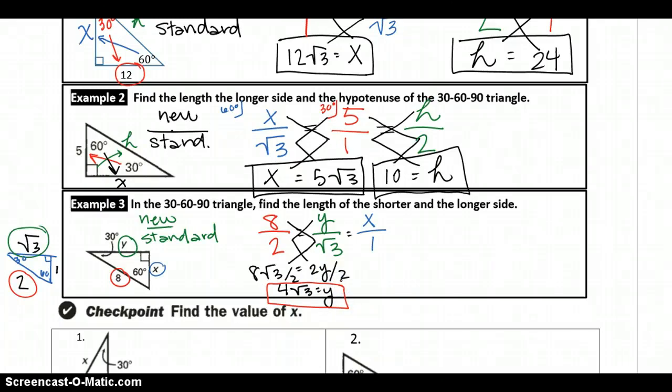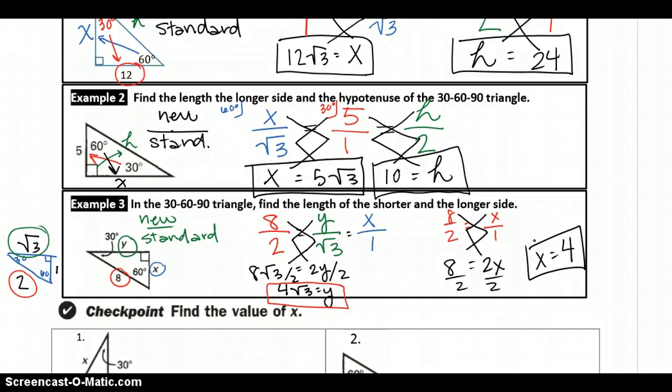Alright, I've solved for y, so now I need to solve for x. Now I don't want to compare x to the ratio that has a y in it. I want to compare it to the ratio that has only numbers, so I'm going to rewrite it to the side. So I have 8 over 2 is equal to x over 1. When I cross multiply, I get 8 times 1 gives me 8, and x times 2 gives me 2x. So to solve for x, again, I have to divide both sides by 2, and I get that x is equal to 4.